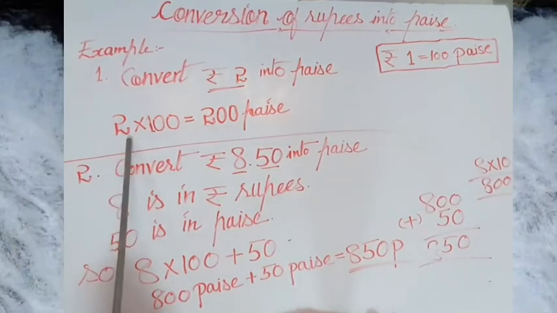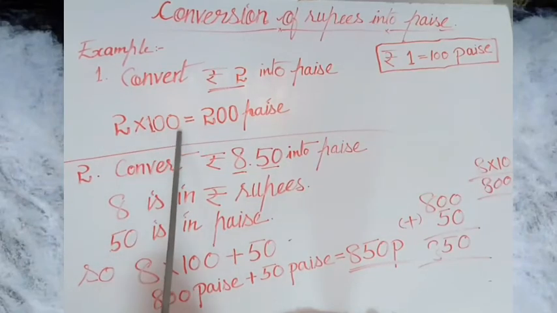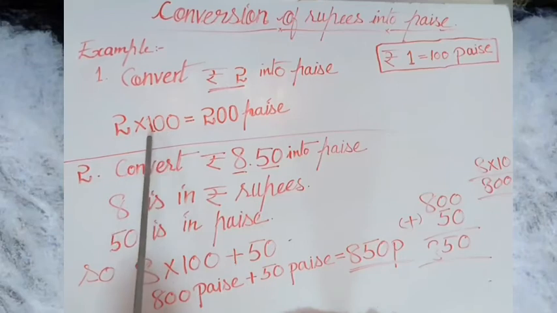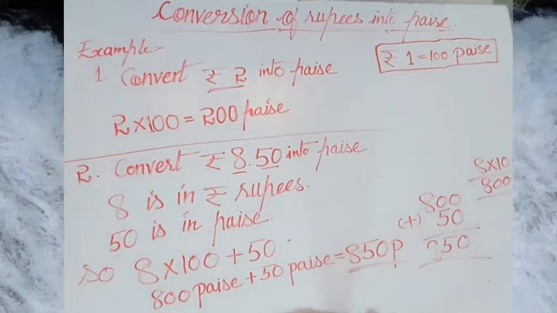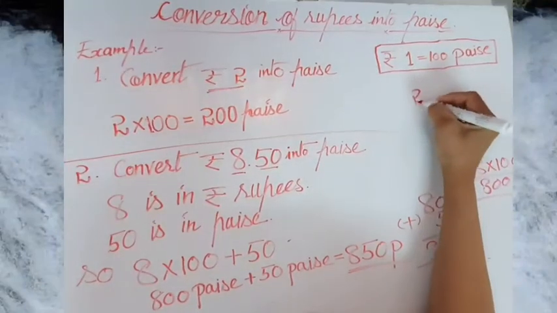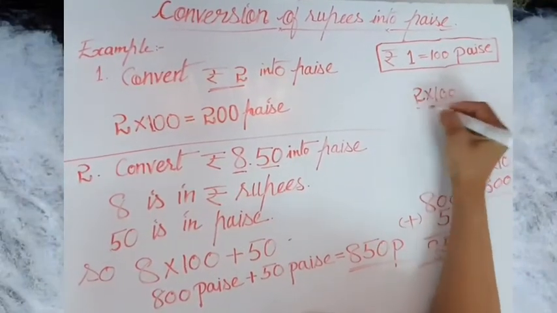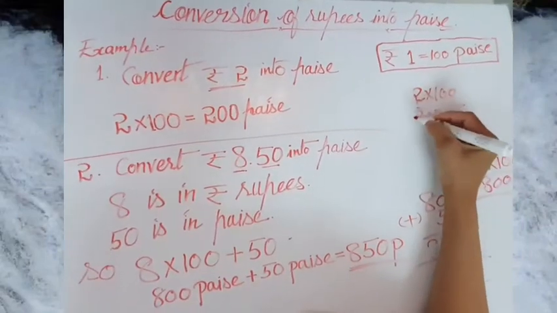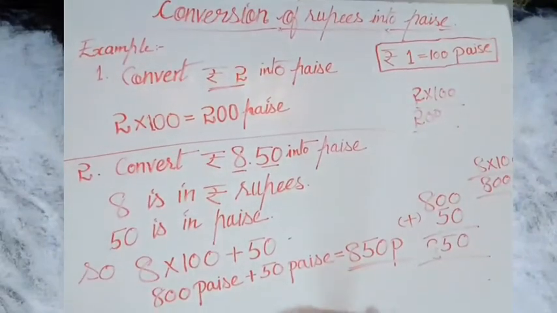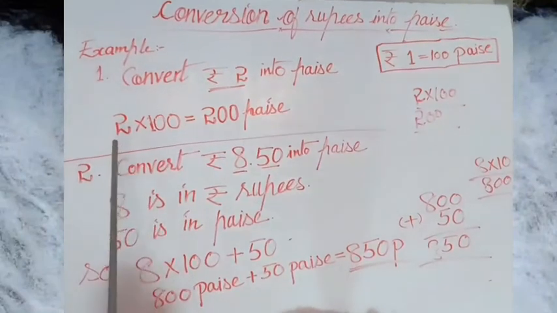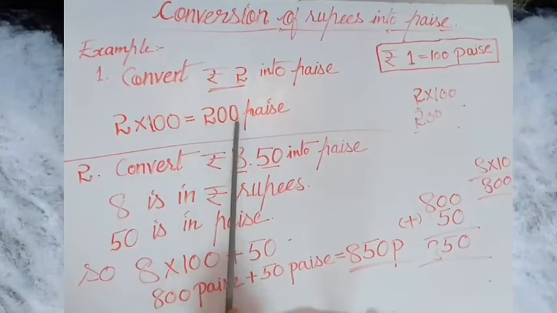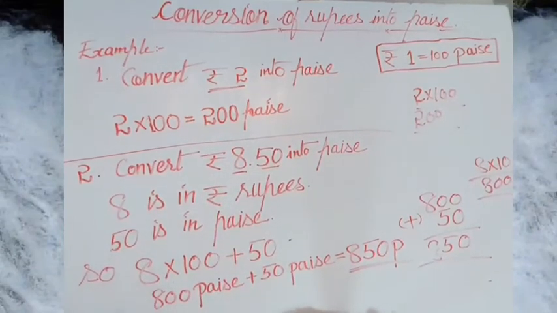So now here 2 rupee we have to multiply by 100. If we multiply by 100, we get the direct answer. This is very easy. Like 2 into 100 means we have to write 2, 0, 0, that is 200. So 2 rupee multiplied by 100 is equal to 200 paise. In 1 rupee, 100 paise; in 2 rupee, 200 paise, like that.